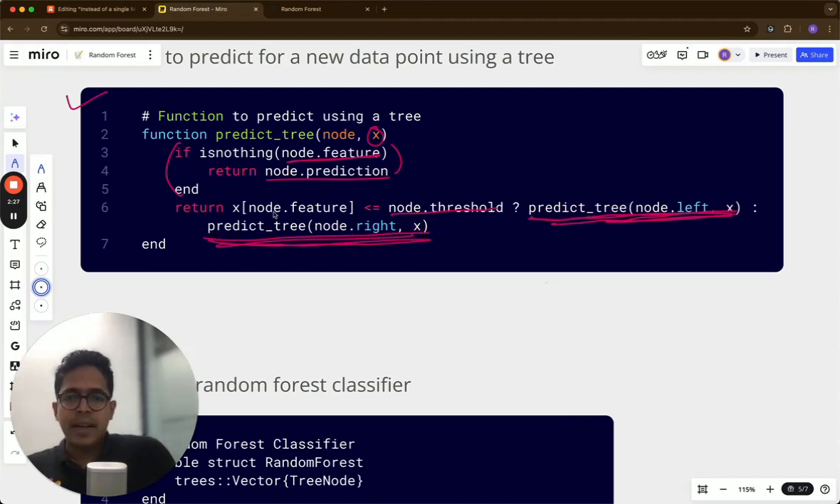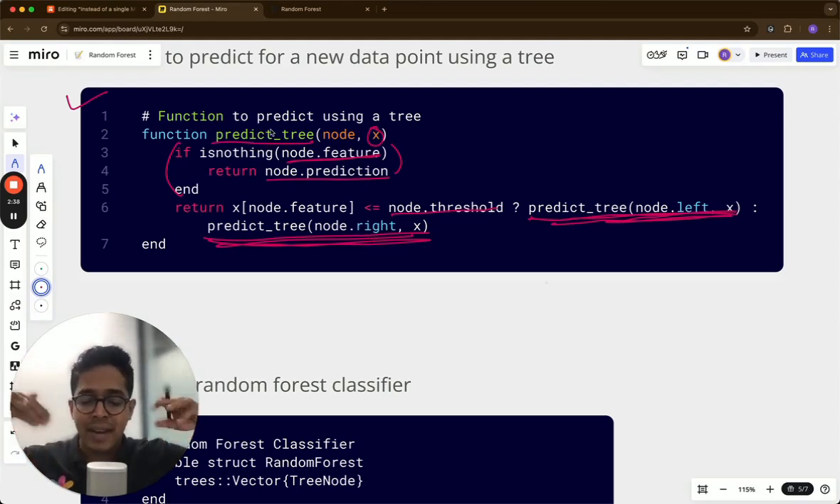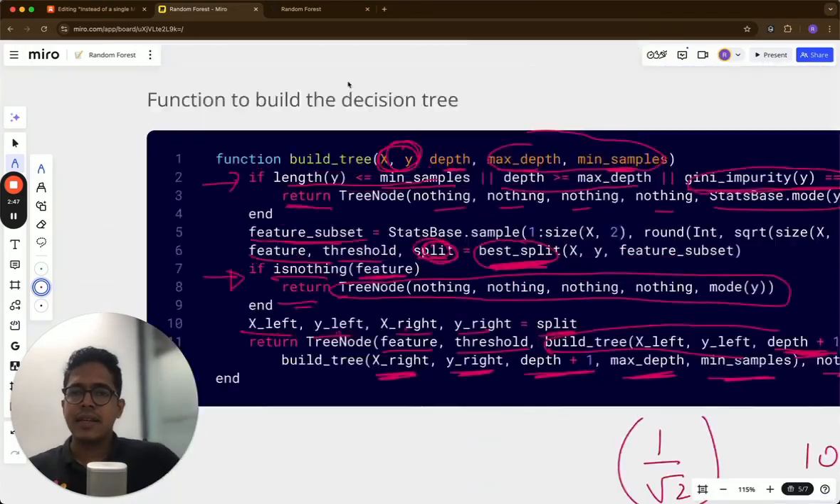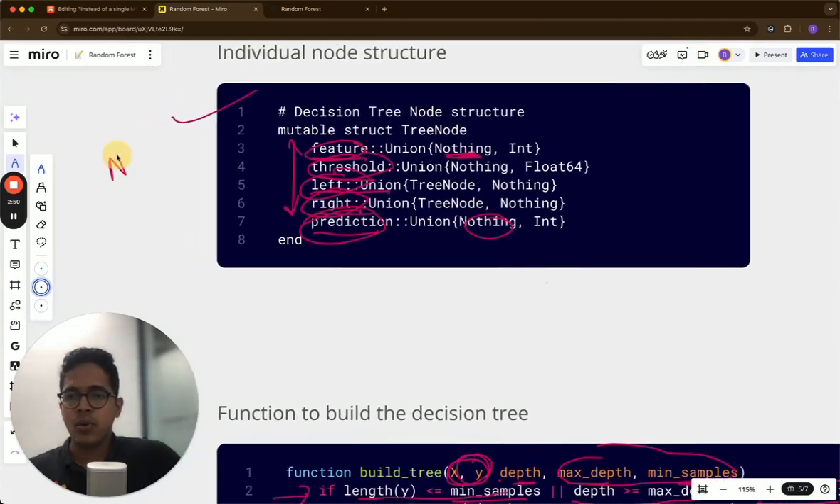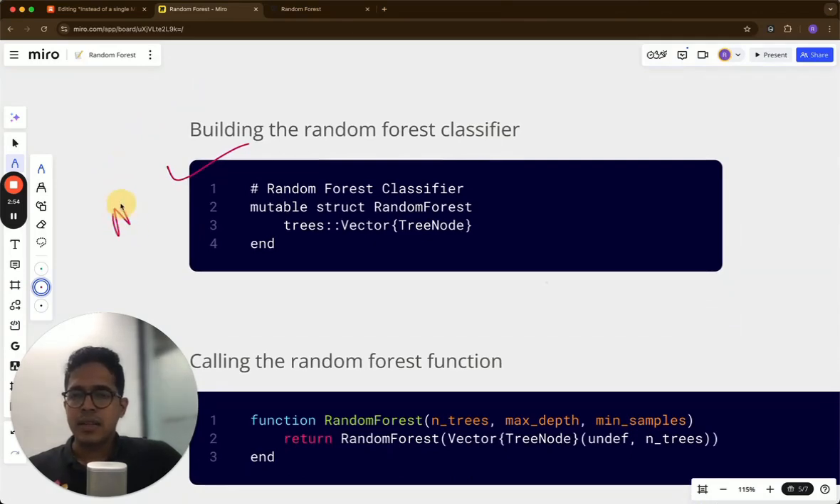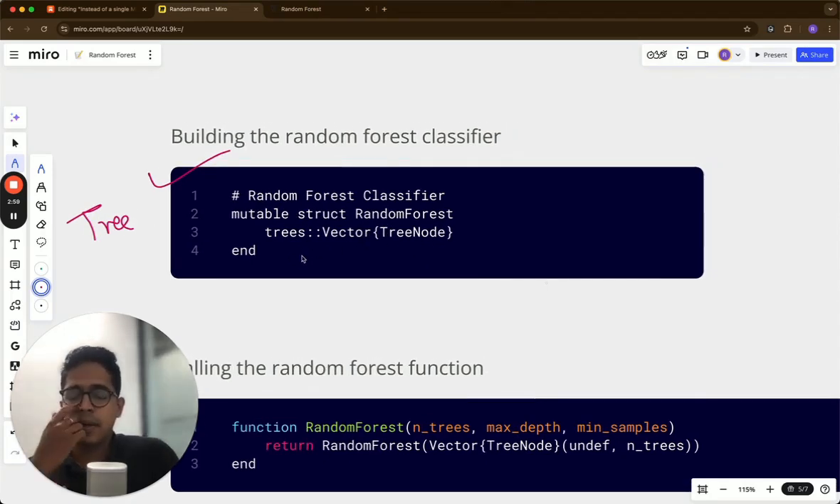So predict tree again recursively calls itself until you reach the leaf. If you reach the leaf, then this function will return. If you don't reach the leaf, you are not going to predict yet, because you have to traverse the branches until you find the leaf. Only leaves can make the prediction. Please remember. Okay, now here you have another structure. This data structure was storing individual nodes. So this was for node. Now here you have one for trees, where you are storing the nodes within the tree.